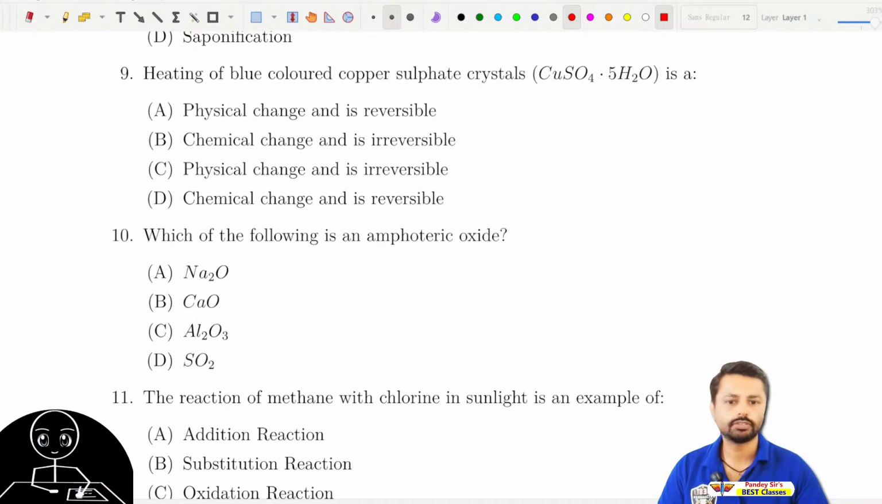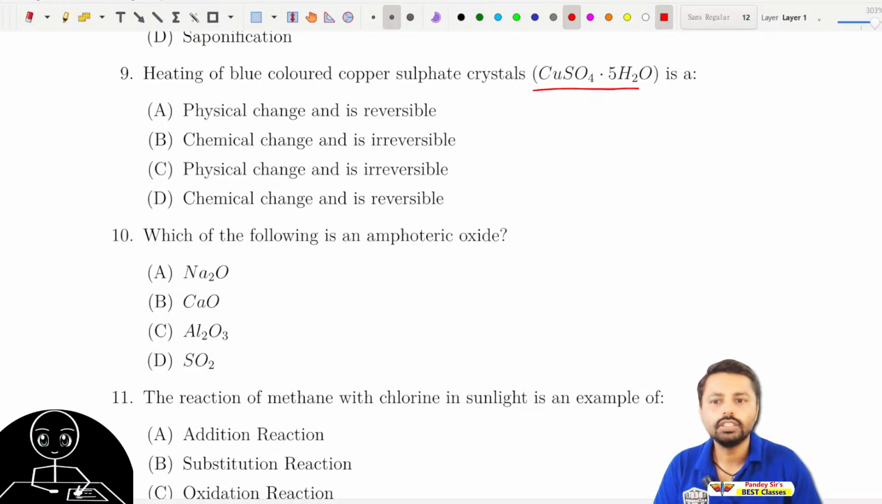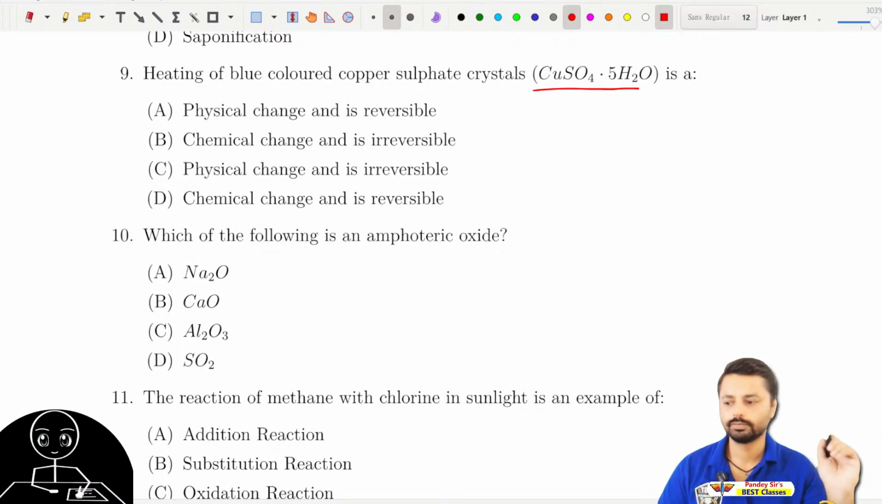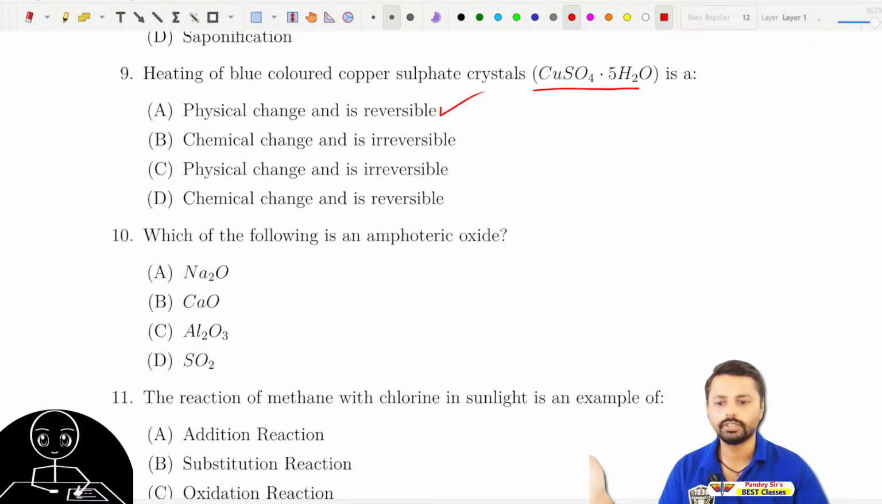So the next question. Heating of blue colored copper sulfate crystal. So this blue color is a physical change and is reversible, chemical change, physical change and irreversible. Which one? I will give you 3 seconds. And done. The answer is A, physical change and is reversible, because most of the physical changes are reversible.